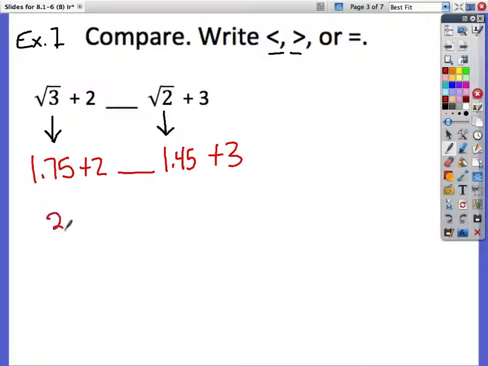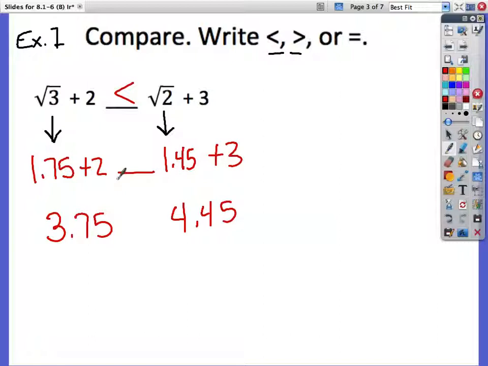So this gets us to 3.75. And this right here is 4.45. So right at this point, it's really clear. I mean, even if I'm off by a 100th or a 10th here, it's still clear which one's larger. It's very clear that this side over here is larger. Now, that's one strategy of solving these kinds of problems. It's where you come up with your approximations, add the whole numbers to it, and see which one's larger, right?